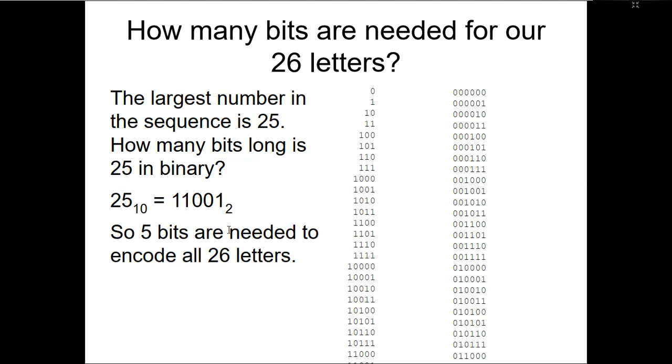So if we have 5 bits of memory for each letter, then we can spell words and possibly write sentences, although we haven't accounted for spaces in sentences or punctuation yet. But that just means we need more bits.